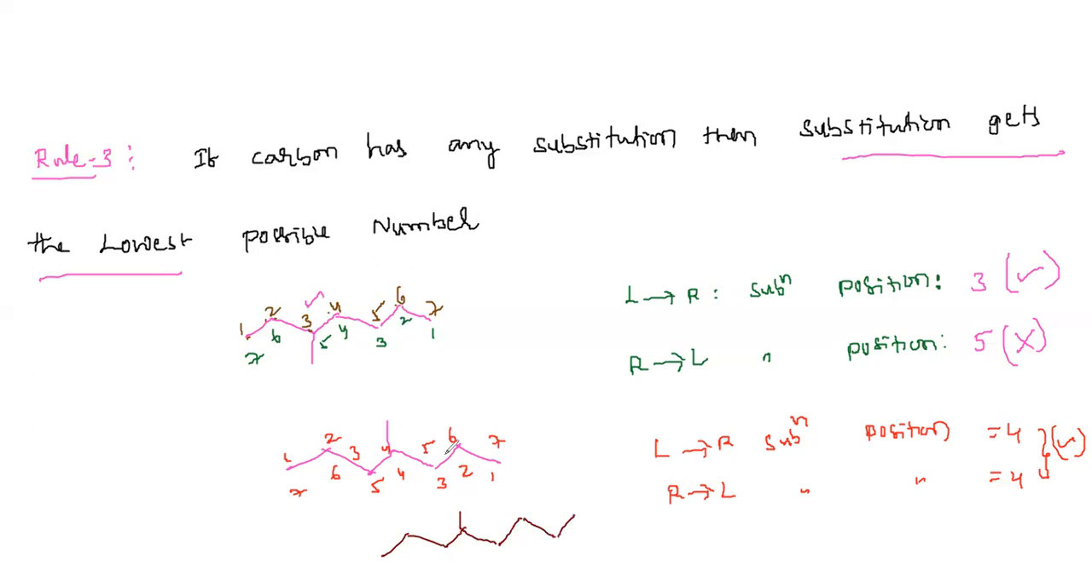In this case, first number 1, 2, 3, 4, 5, 6, 7, 8; 1, 2, 3, 4, 5, 6, 7, 8. Left to right, where is the substitution position? 4. Right to left, where is the substitution position? 5. Which is the correct answer? This one is correct. This one is incorrect, wrong. You have to check which one is the lowest number.